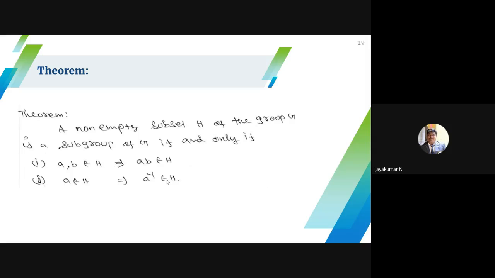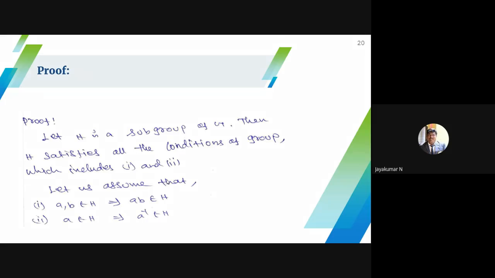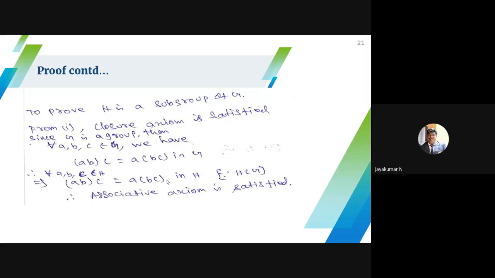You already studied the proof in your discrete mathematics. This is not important for algebra and number theory, so just go through the proof. It is easy to prove. See, here I proved the closure axiom, associative axiom, identity axiom. From condition number 2, easily we can say that the inverse axiom is satisfied. So finally the theorem is over.